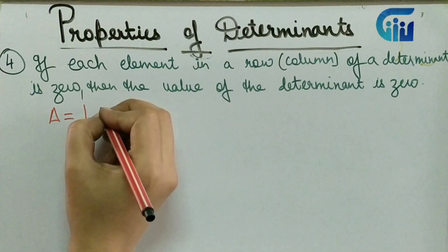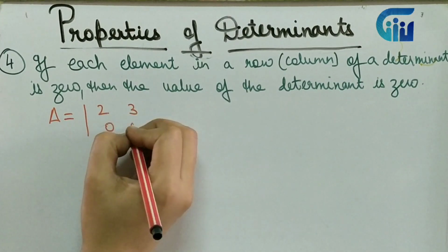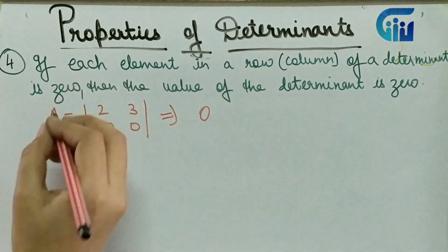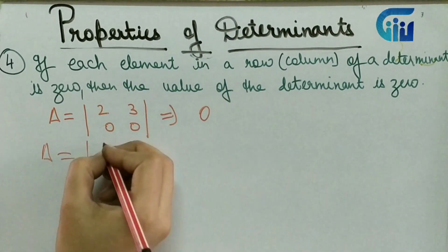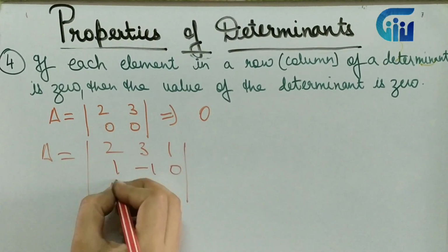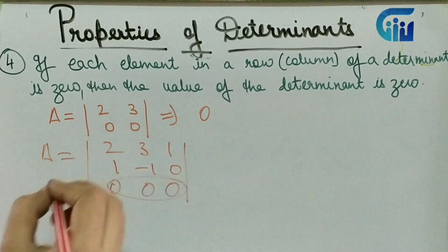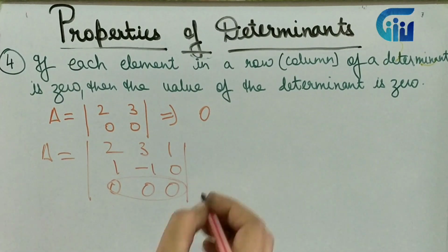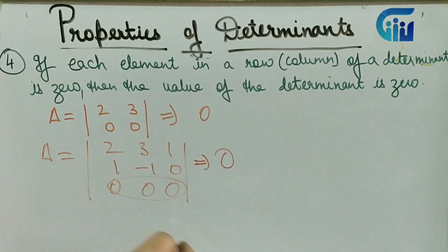If we have a determinant like this, what will be its value? If I cross multiply, I will definitely get 0. Similarly, if I have a determinant like this, again, if all the elements of a row are 0, the value of the determinant will come out to be 0, because if I expand it along this particular row, each and every element will be multiplied by 0. So automatically the sum or the difference will come out to be 0.